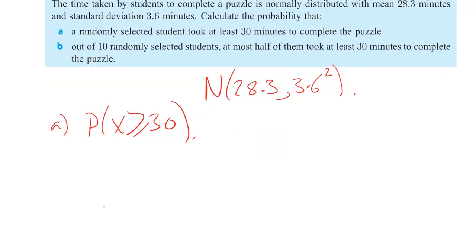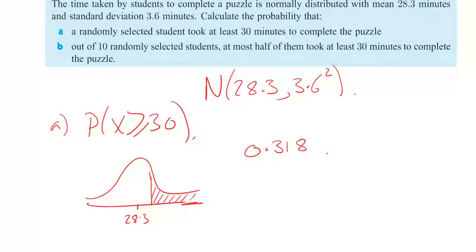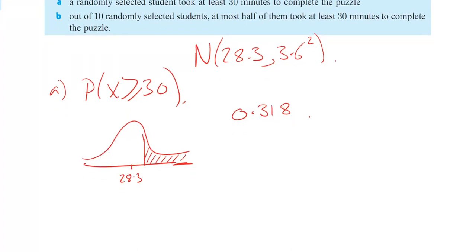So if I was drawing this out again on a little table, well, I would have my 28.3 in the middle. So this time when I press the buttons, I should be expecting an outcome that is less than 0.5. Okay, so we've got our mean and standard deviation, we've got our lower boundary, which is 30, our upper boundary is 9999999. We press the normal CDF button and type it all in, and we get an answer of 0.318.